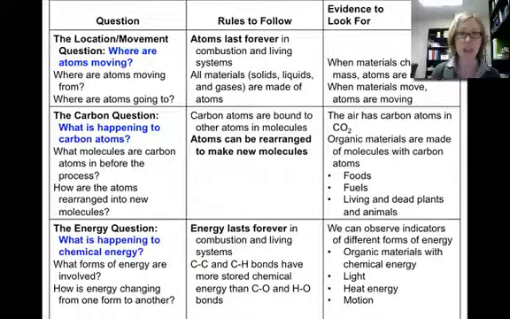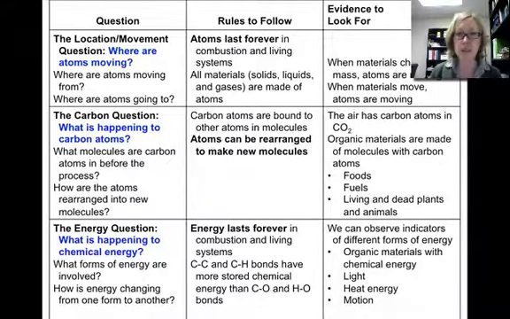And when they give their explanations, they know they have to follow the rules that atoms last forever, and that atoms can be rearranged to make new molecules, but when that happens, atoms aren't destroyed because they last forever, and that energy lasts forever. And so those are the rules of conservation that we tell students up front that they have to follow during their explanations.